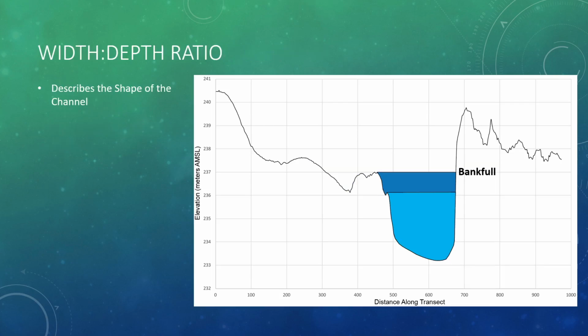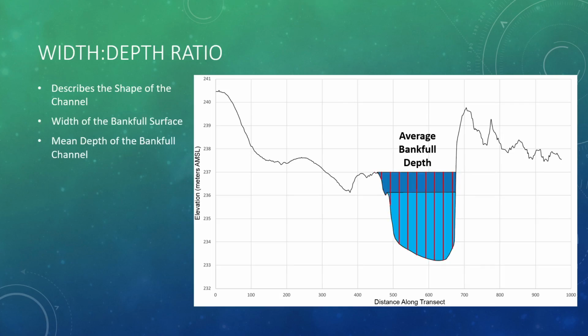Now, a ratio that is based on the Bankfull stage, the width to depth ratio, is the first one we're going to talk about in this video. The width to depth ratio essentially is used to describe the shape of the channel, where the maximum width of the channel at the Bankfull stage is compared to the average depth of the channel at the Bankfull stage.